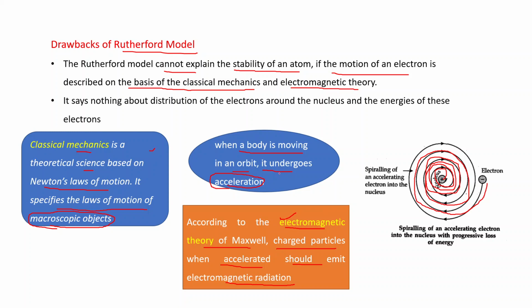Actually planets are not charged, but the electron is charged. That's why classical mechanics cannot be applied to the electron. Another drawback is it says nothing about the distribution of electrons around the nucleus and the energies of these electrons.